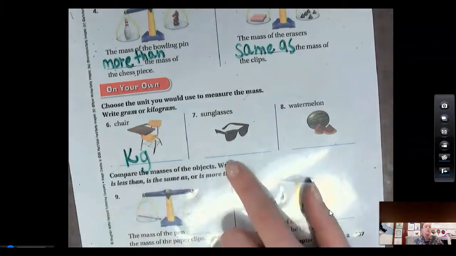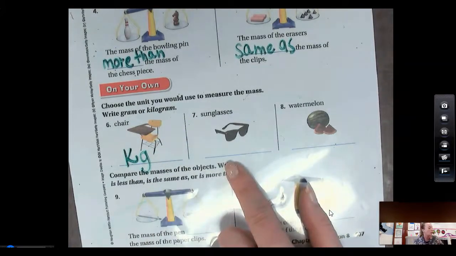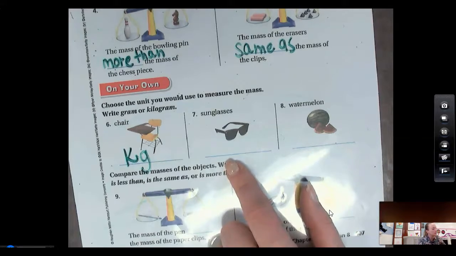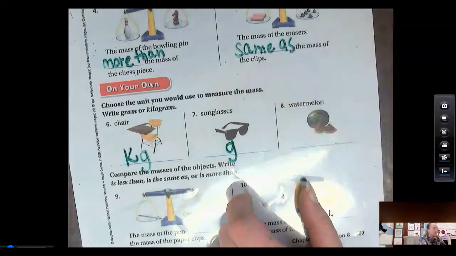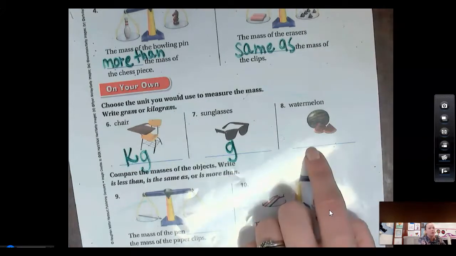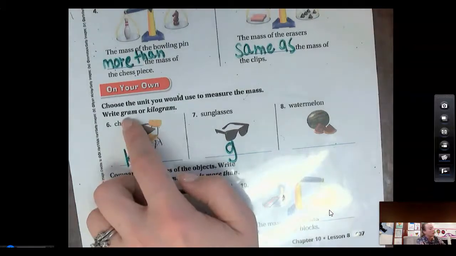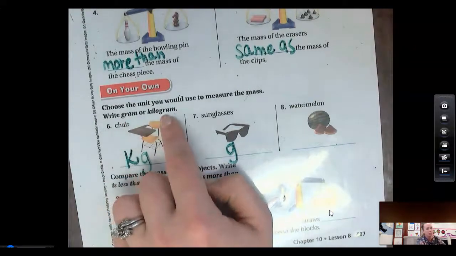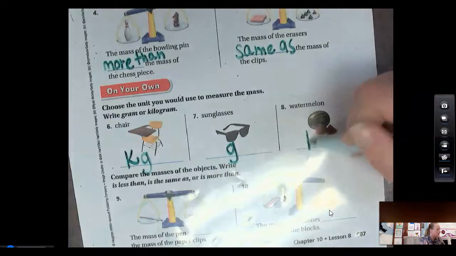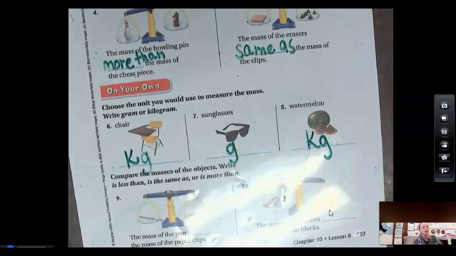All right, kiddos, what about the sunglasses? What would that weigh? Well, sunglasses are put on your face. Are they going to be super heavy? No, they are going to be grams because they are light. What about watermelon? What do you think watermelon is? Gram, small measure, or kilogram, big measure? It would be a kilogram because it is a big measure.